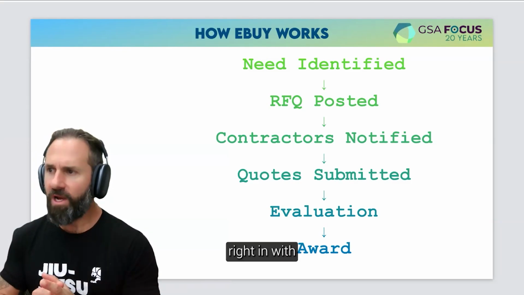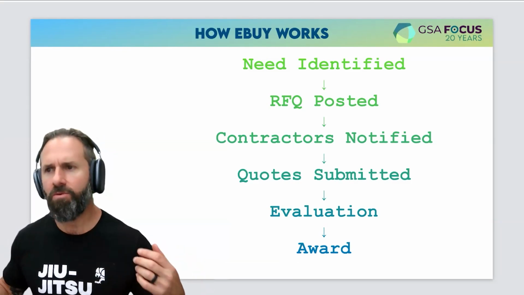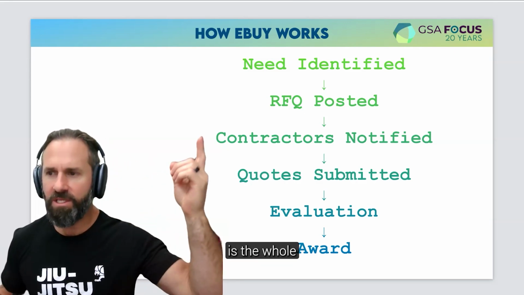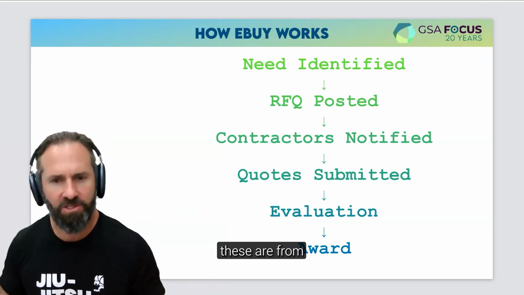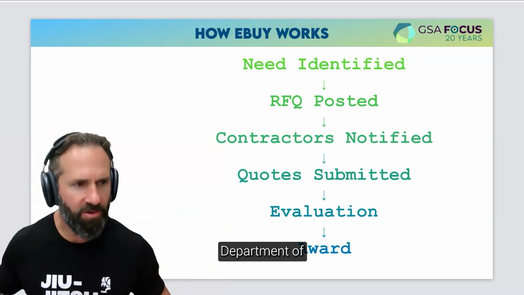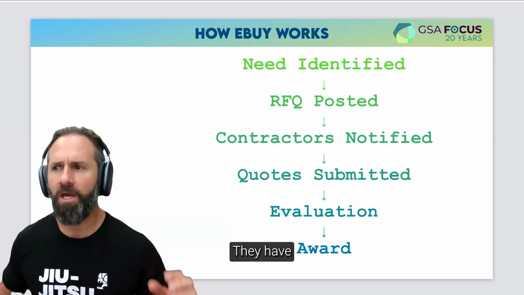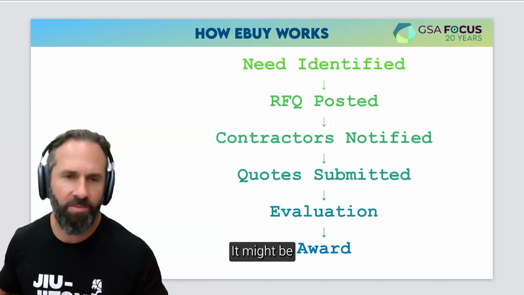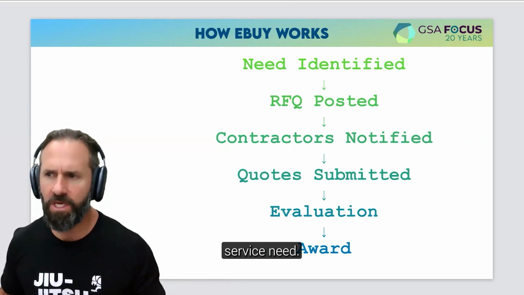So let's jump right in with just the first thing from a mountaintop view. What is GSA eBuy? How does it work? You can see up here, there is the whole sequence top to bottom. The buyer, the agency buyer, these are from all agencies, Department of War, Department of Transportation, State, any and all of them. They have opportunities or requirements that they identify. It might be a large product purchase. It might be a large service need.